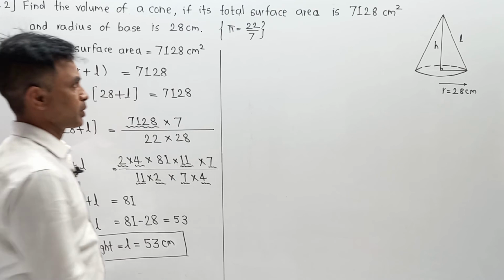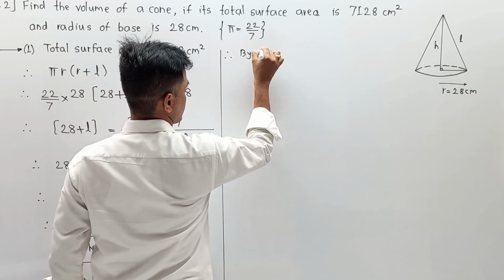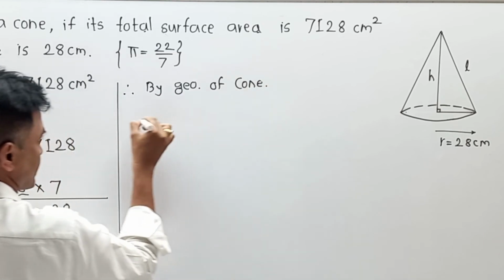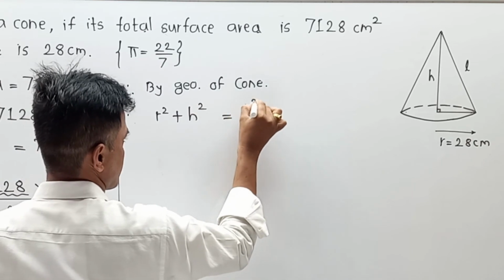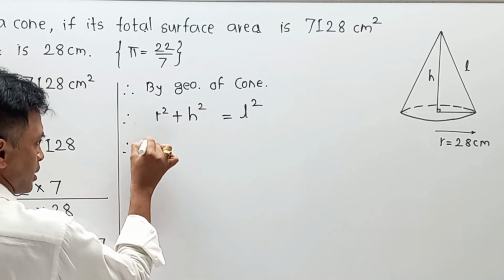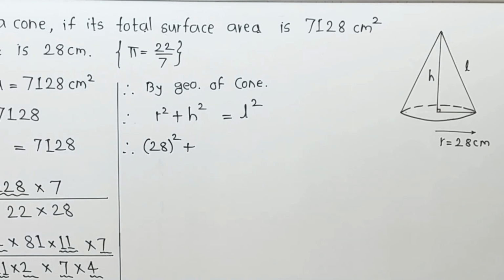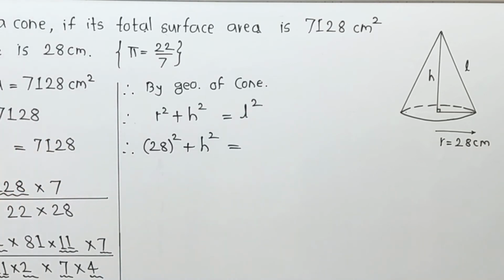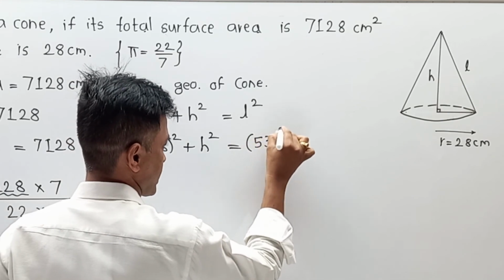So we know the formula, therefore, by geometry of cone, we have r square plus h square is equal to L square. Now they have given us a base radius, that is 28. So I am writing 28 square plus h square. The value of h we don't know, so I am writing h square is equal to L square. Recently we have calculated L as 53, so I am writing it as 53 bracket square.